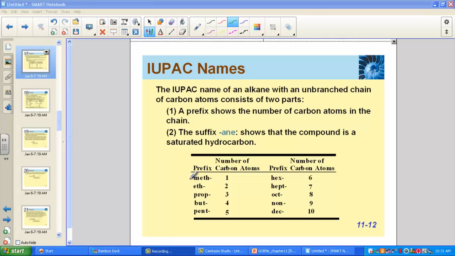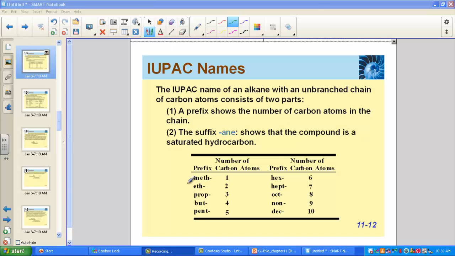The IUPAC system is used most often to name these alkanes or any hydrocarbon found in organic chemistry, although there are some remaining common names that this chapter will show us as well. But you can never go wrong in naming them according to the International Union of Pure and Applied Chemistry, which stands for the IUPAC. So it is the same system that we've used for inorganic nomenclature, applying it now to hydrocarbons.